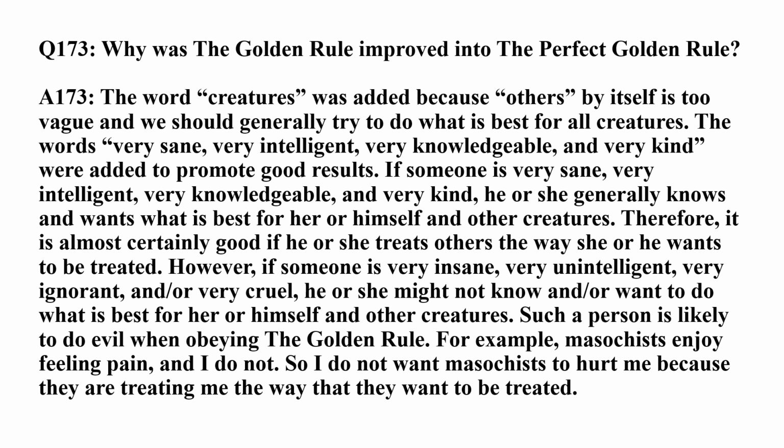Therefore, it is almost certainly good if he or she treats others the way she or he wants to be treated. However, if someone is very insane, very unintelligent, very ignorant, and/or very cruel, he or she might not know and/or want to do what is best for her or himself and other creatures. Such a person is likely to do evil when obeying the Golden Rule. For example, masochists enjoy feeling pain, and I do not. So I do not want masochists to hurt me because they are treating me the way that they want to be treated.